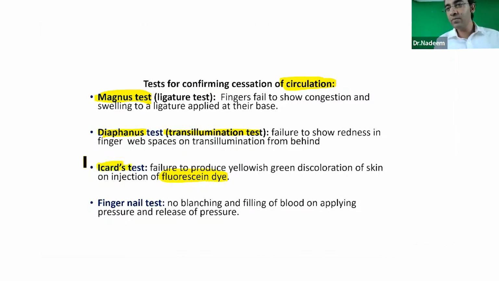Even for dehydration, you press the nail bed like this. When you apply pressure over a nail, first you can see yellowish discoloration. When you remove it, you can see refilling of blood, which means circulation is there. It is called the fingernail test. All these are very, very important.